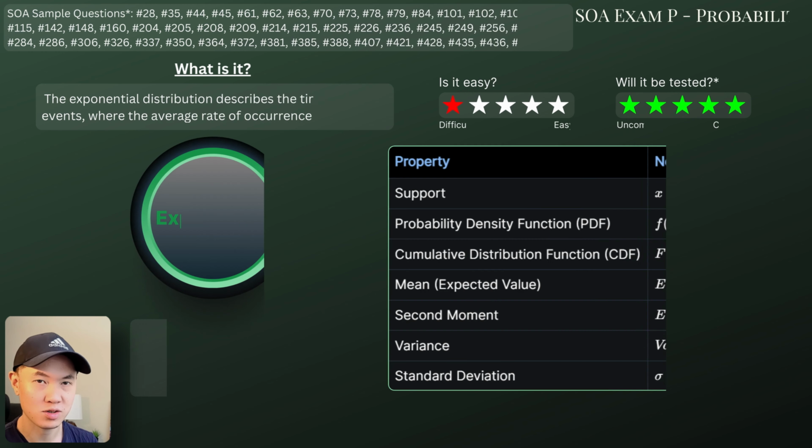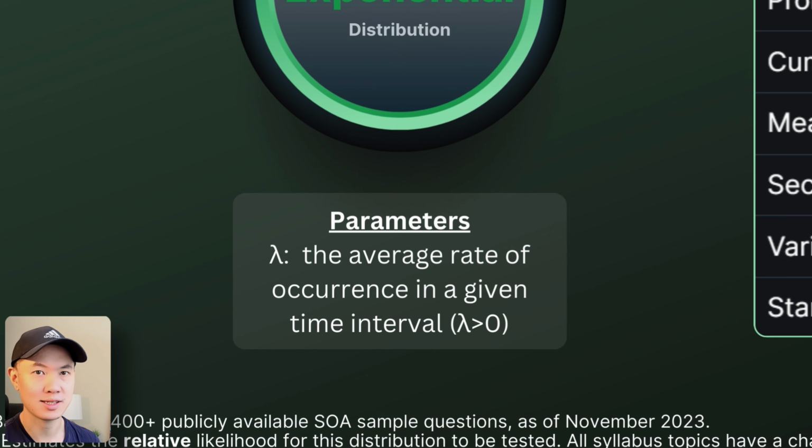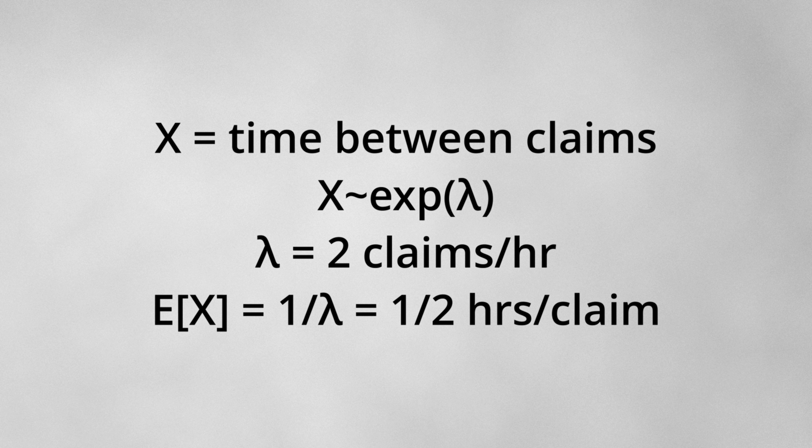The exponential distribution models the time between events where the rate of the occurrence of the event is constant over time. So the rate of occurrence, lambda, is the inverse of the mean, 1 over lambda. So for example, if the time between claims follows an exponential distribution and we define lambda as 2 claims per hour, then using the definition for the expected value of an exponential distribution, we get that the average time between claims is 1 over 2, or every half hour.